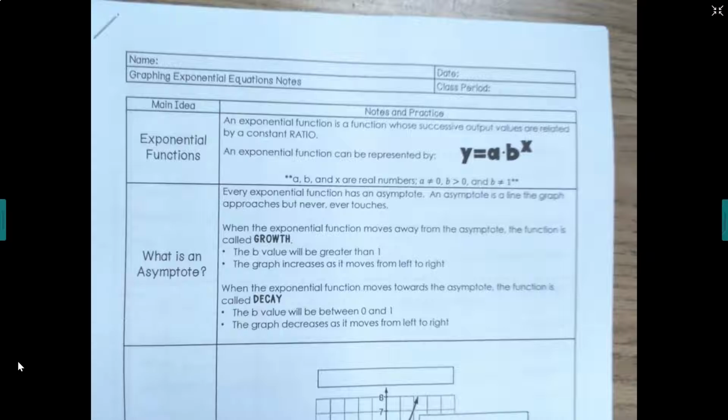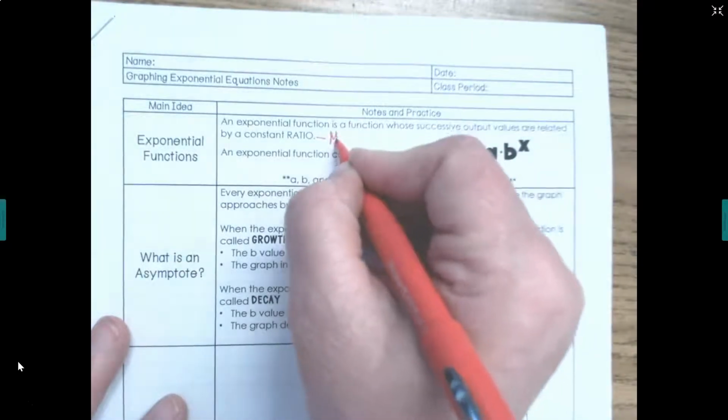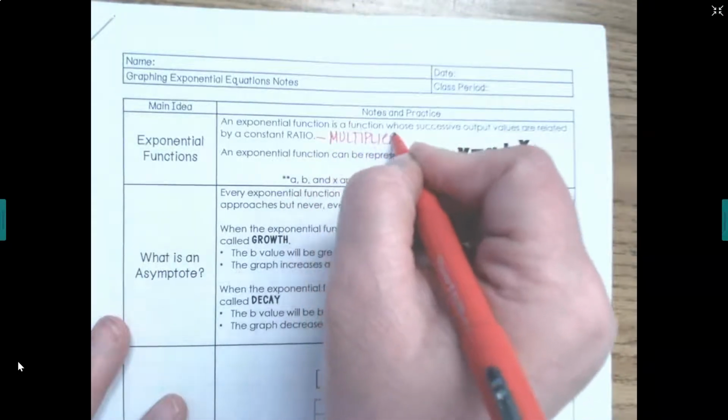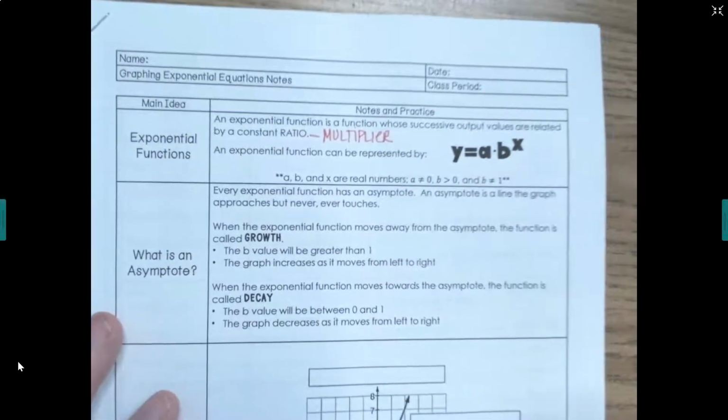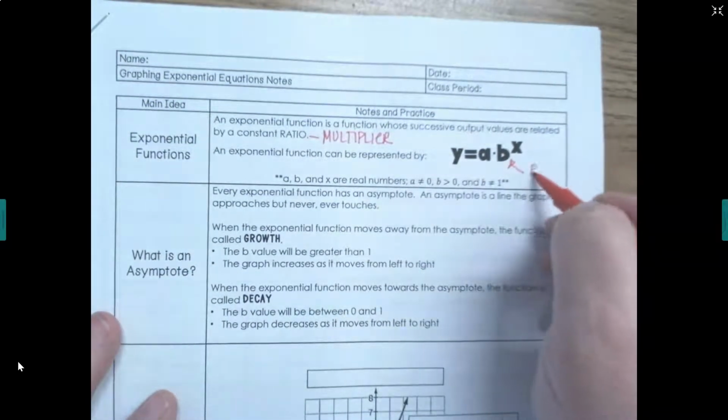You need to know that the b value is always attached to your exponent. Now, an exponential function is a function whose successive output values are related by a constant ratio. And what they mean by constant ratio is a multiplier. It's going to be multiplied by the same number each time. Okay, and that is your b value. That's your ratio number right there.